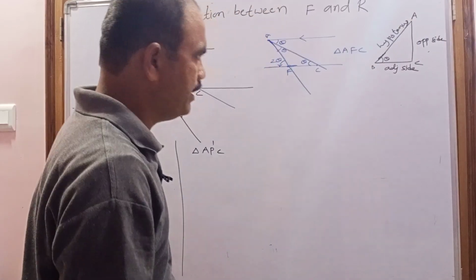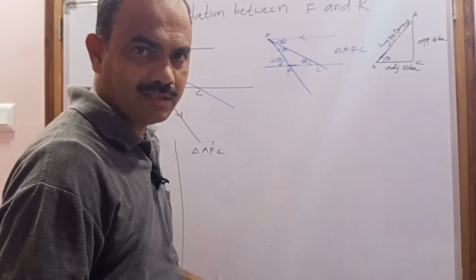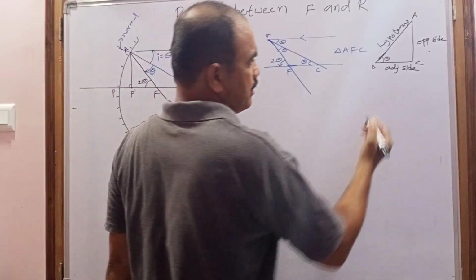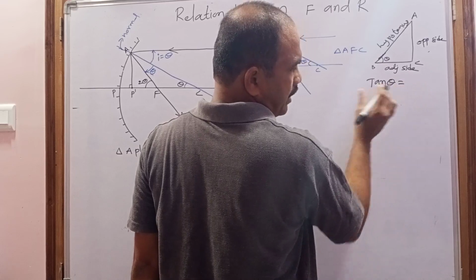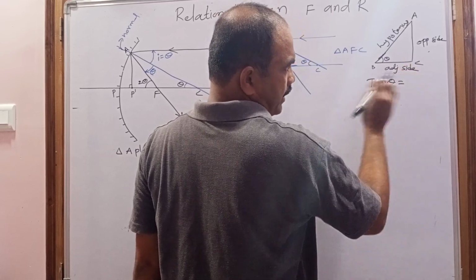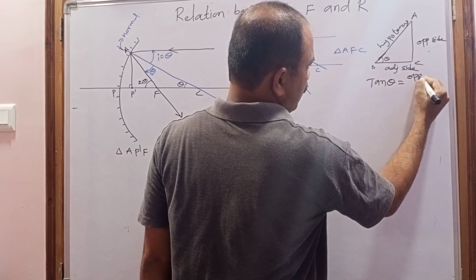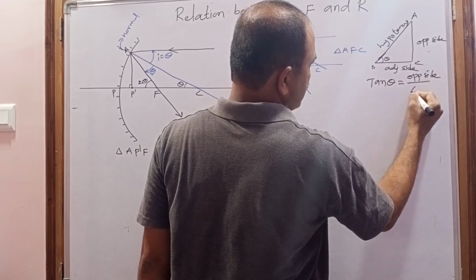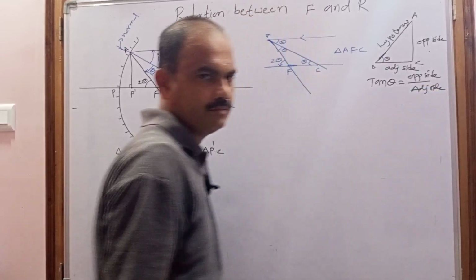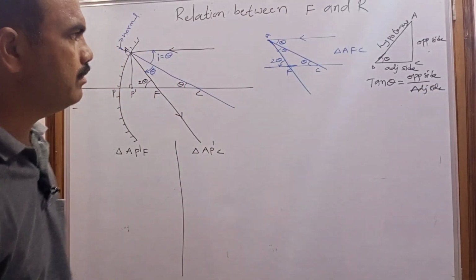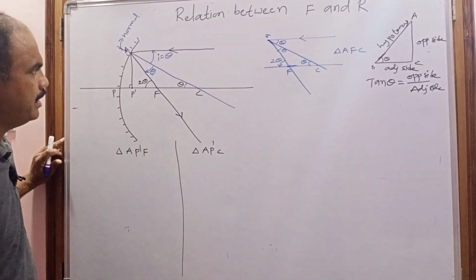In trigonometry, we generally use some formulas: sin theta, cos theta, tan theta. I am using tan theta here. Tan theta is nothing but the ratio of opposite side to adjacent side. That will give the tan theta value.